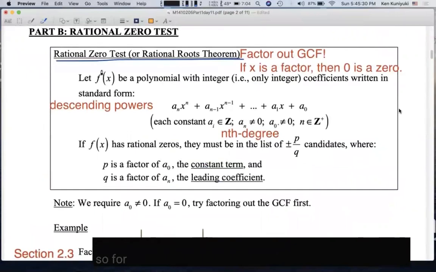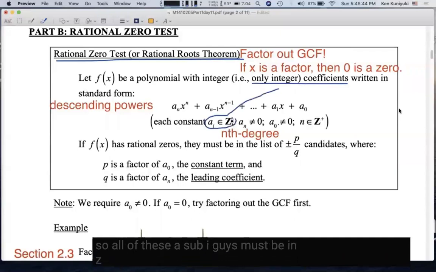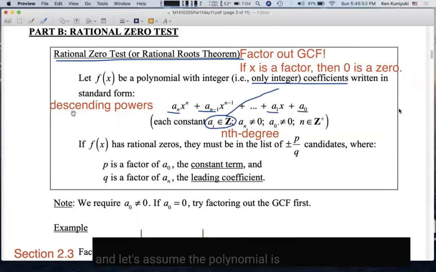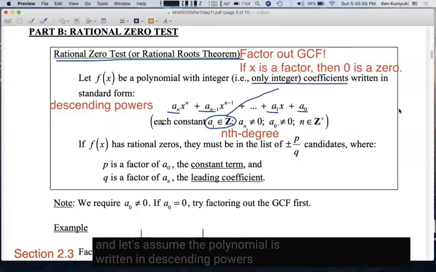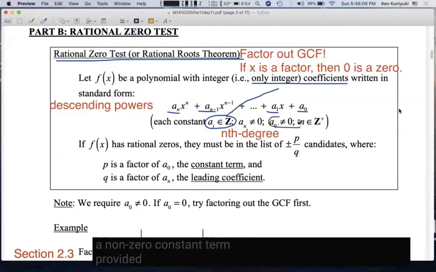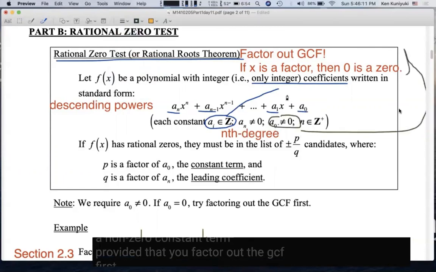So, for the rational zero test, or the rational roots theorem, which is more melodic, let's assume that f of x is a polynomial with only integer coefficients. So all of these a sub i's must be in Z, the set of integers. All these coefficients must be integers. And let's assume the polynomial is written in descending powers. The leading term over here on the left, the constant term over here on the right. And by the way, there will be a non-zero constant term, provided that you factor out the GCF first.